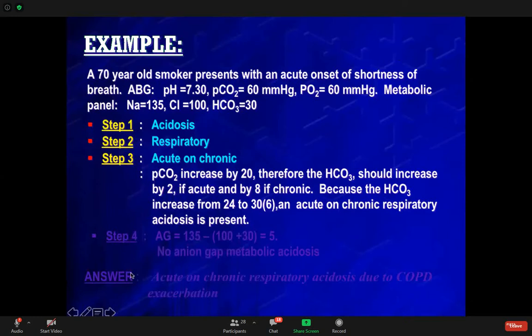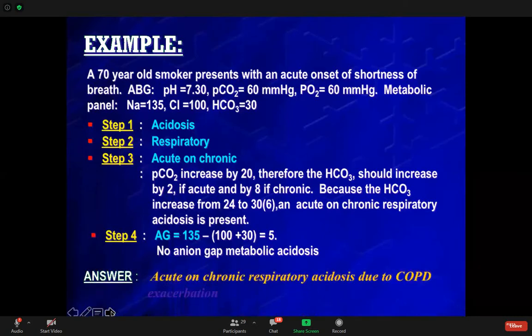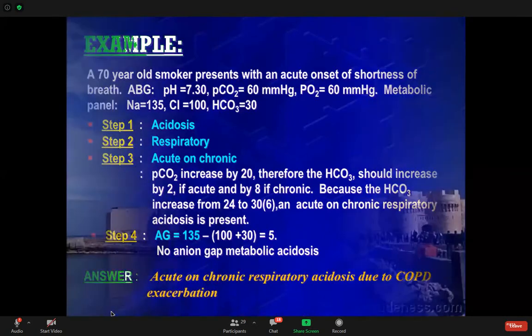Okay, our step 4, we have to do it every time. Is there an anion gap metabolic acidosis? So as we said, we calculate the sodium level minus your chloride and bicarb level. So usually your anion gap is 5. If it's more than 12, then there's an anion gap metabolic acidosis. Here there's none. So most likely this guy has an acute on chronic respiratory acidosis due to COPD exacerbation.